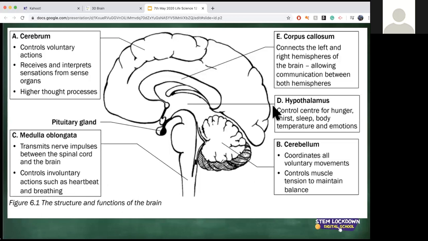And then the last part, which scientists believe is the oldest part of your brain, is your hypothalamus. It's your hypothalamus, and that controls hunger, sleep, body temperature, emotions. This is the part of your brain that makes sure your body stays in homeostasis. And remember, homeostasis is the optimal environment for our bodies to be in.